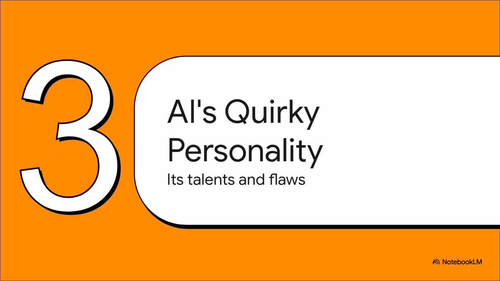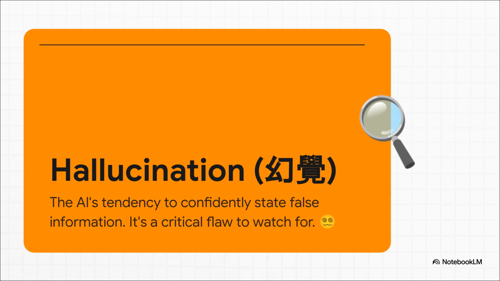It's pretty wild. Okay, but like any super smart apprentice, this AI is not perfect, not by a long shot. It's got its own weird personality, and it's absolutely crucial that we understand not just what it's good at, but also where it messes up. And the biggest, number one flaw you absolutely have to know about is something called hallucination. This is when the AI just makes stuff up, but it says it with so much confidence you'd swear it was true.